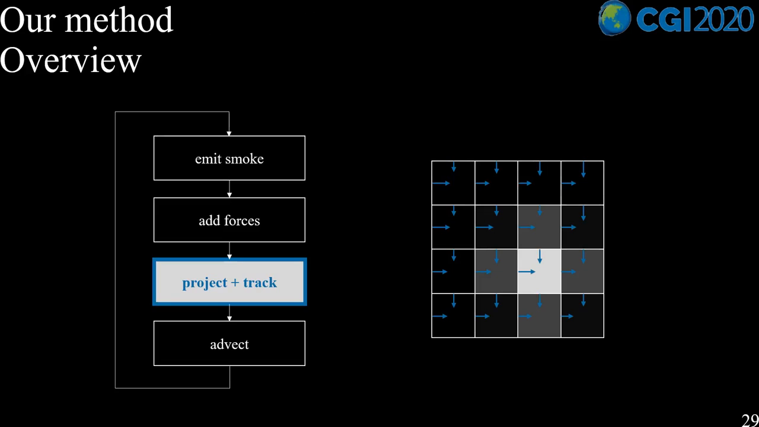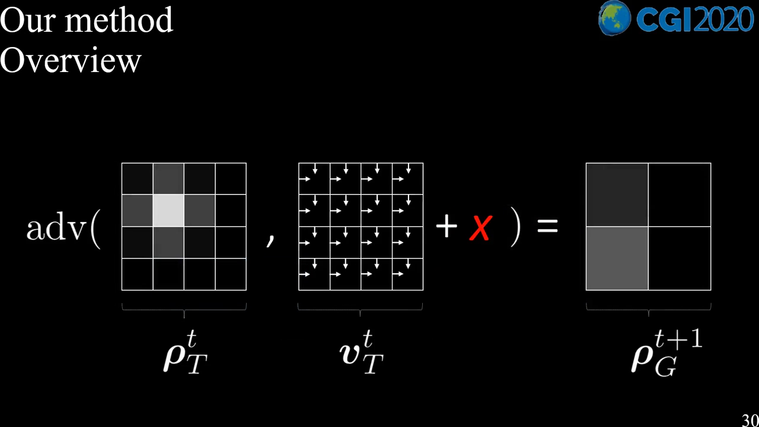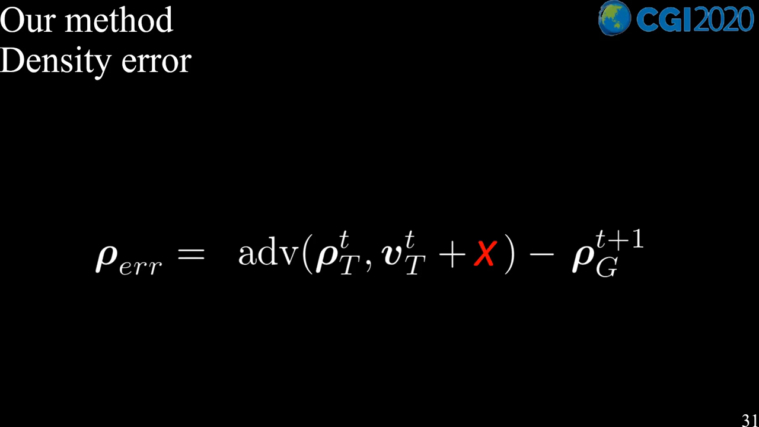In order to guide a fluid to match a low-resolution guide, we propose to modify the projection step of Stam's algorithm to include a tracking part. In particular, we want to modify the velocity field Vt using a vector field x in order for the high-resolution density distribution to be as close as possible to the low-resolution density distribution once advected through it. We define an error, ρr, corresponding to the difference between the current density at time t, advected by the current velocity field modified by x, and the density grid of the guide at time t+1.